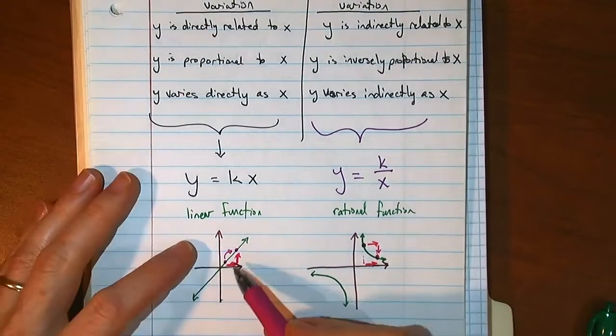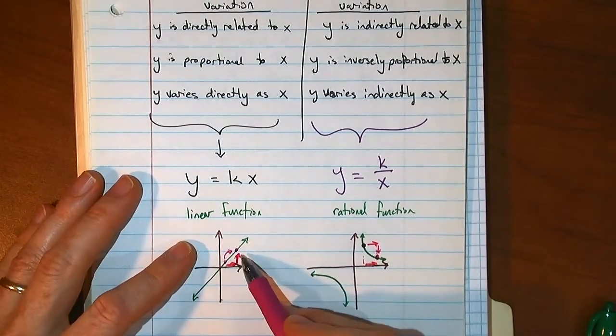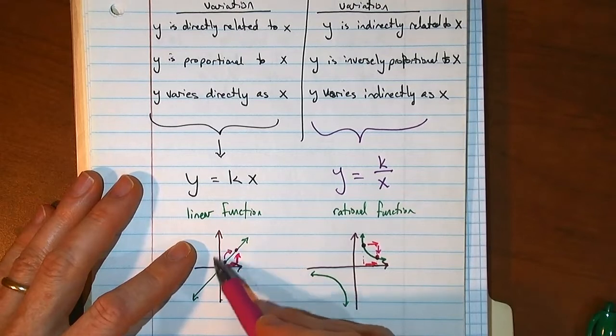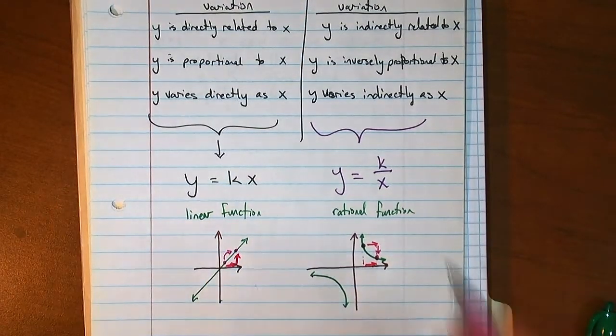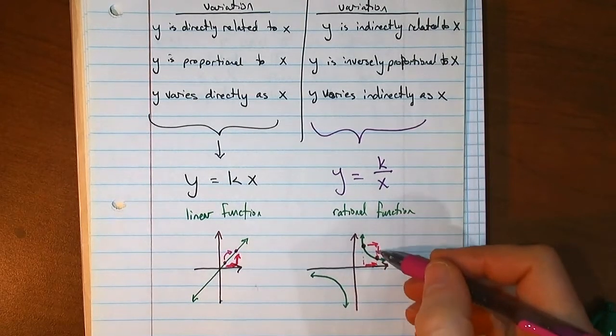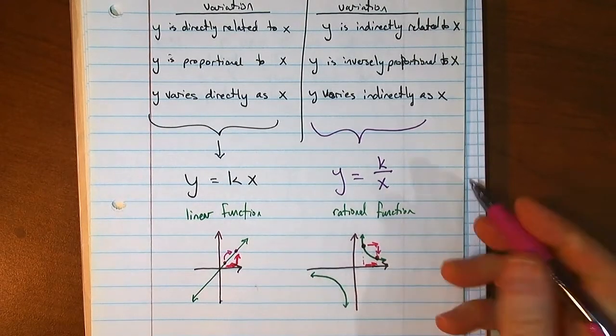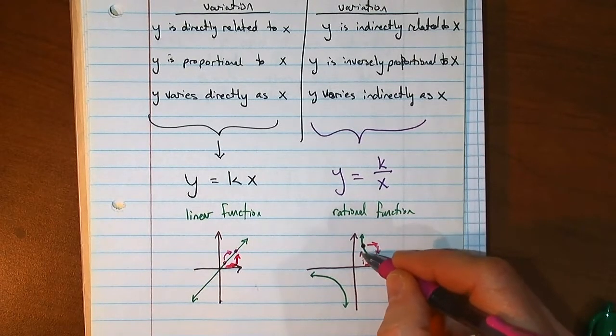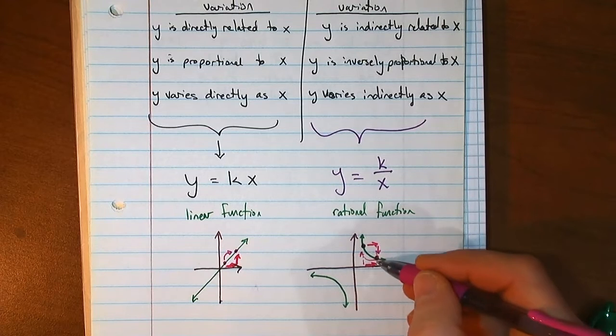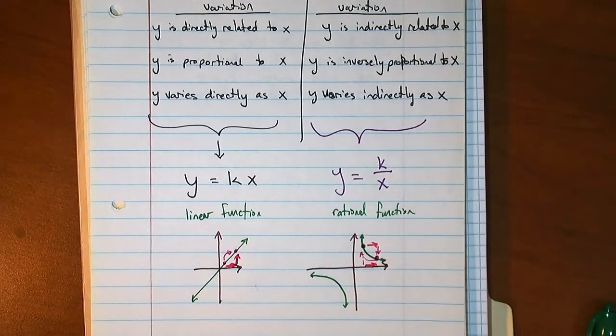So in a direct relationship, if x gets bigger, y gets bigger. If x gets smaller, y gets smaller. But in an indirect relationship, it's the other way around. When x gets bigger, y gets smaller. And vice versa. If I were to start at this point and go the other way, my x is getting smaller, but my y is getting bigger. Okay, so that's the basic difference between these two functions.